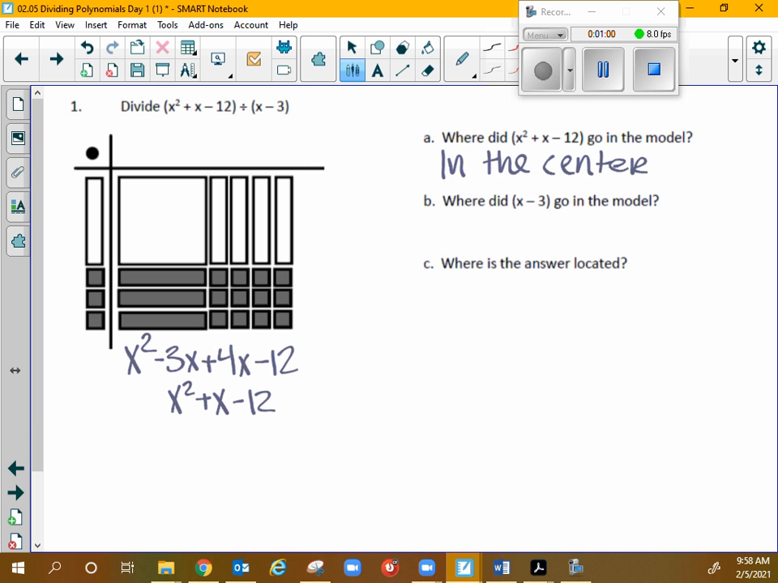B, where did x minus 3 go? Left side. That's our divisor. So if that's where everything is located, where would the answer go? On the top. It closely mimics long division, right? If I had 186 divided by 3, the number I'm dividing inside, the divisor out, and then the answer on the top, right? The quotient on the top.